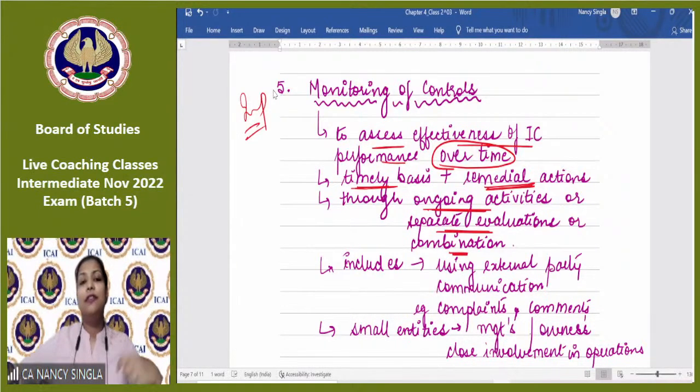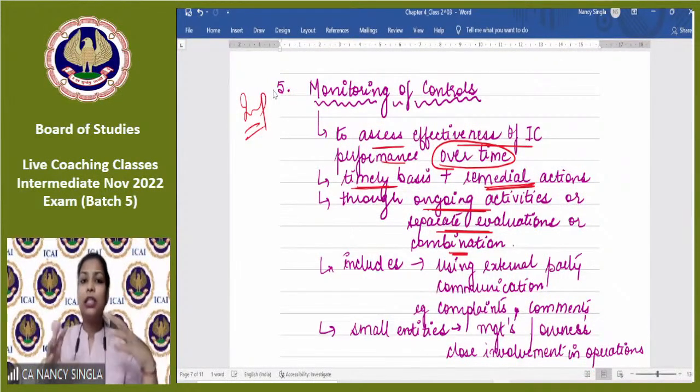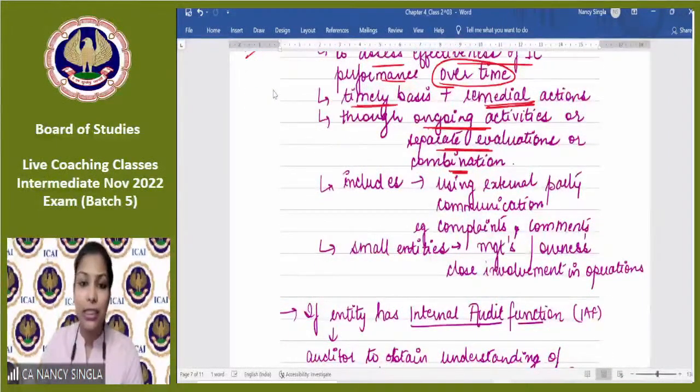Further, management has to see whether the internal control with respect to the account balances of debtors, creditors, and all these parties is effectively working or not. So management can also refer to the communication with the external parties. Let's say some complaints are there from the external party. Management may go through such communications, and that way management will be able to know whether the controls are effective or not.